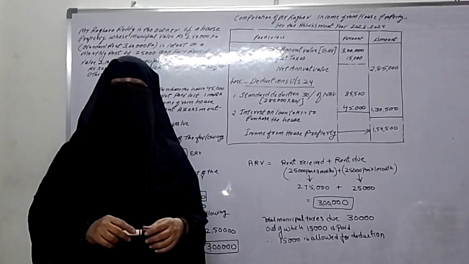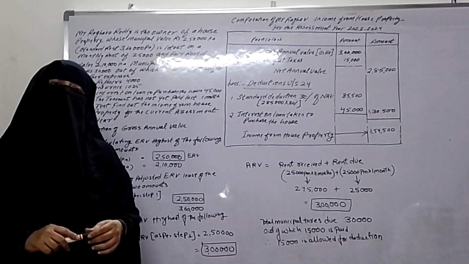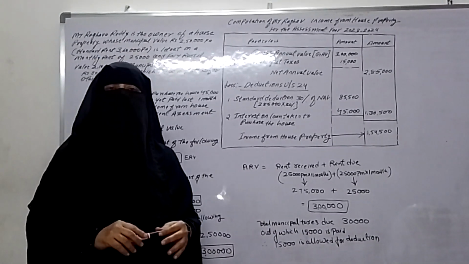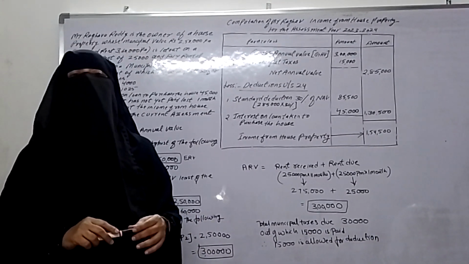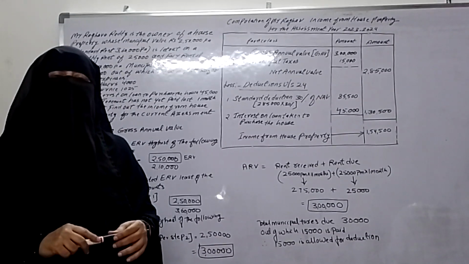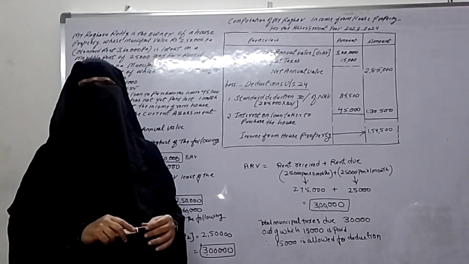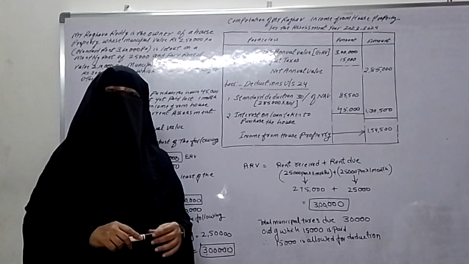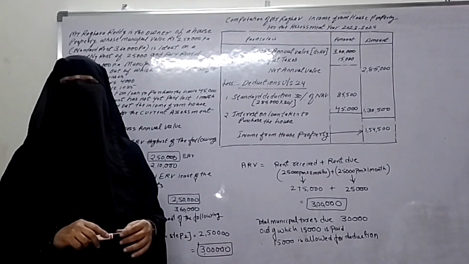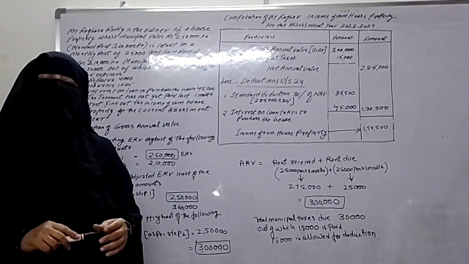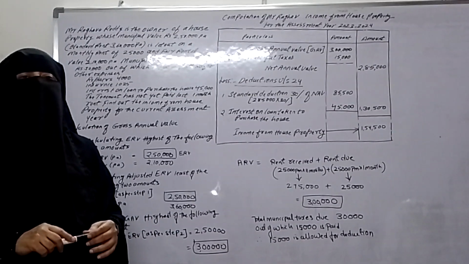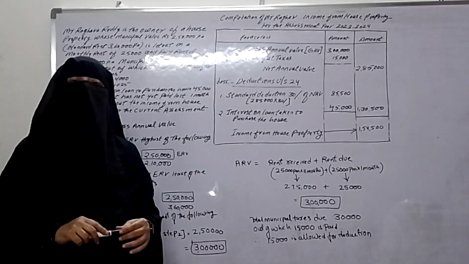Today in this video I am going to explain to you the subject income tax. Under that the topic is income from house property. The subject income tax is for the students of BCom second year semester 4 of Osmania University. Now under income tax the topic is income from house property.